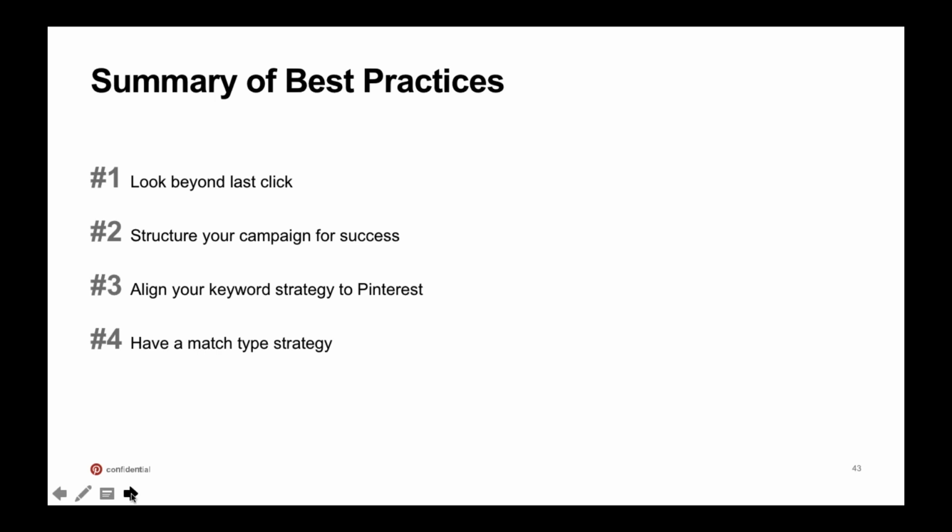And then it's important to align your keyword strategy to Pinterest specifically. We don't want to put a ton of long tail keywords on exact match right off the bat when you first launch, because your volume is just going to be really low and it will be hard to get learnings initially. And then that also encompasses the match type strategy. Like I said, we recommend starting off with broad.